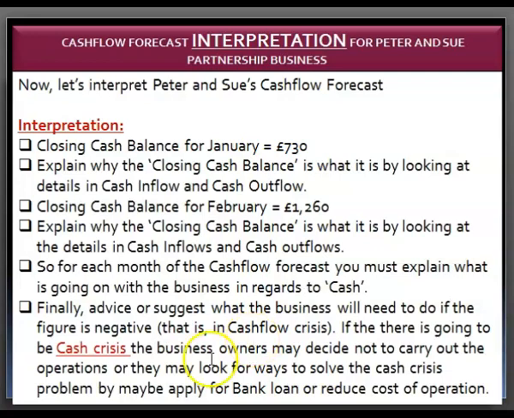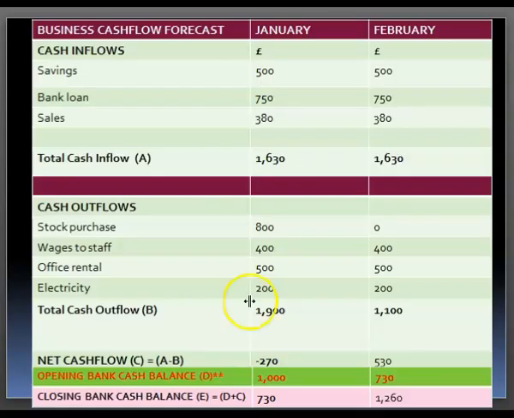And finally, you may have to advise or suggest what the business will do if the figure is negative. That is, if they are in cash flow crisis. If there is going to be a cash crisis, the business owners may decide not to carry out the operations, or they may look for ways to solve the cash crisis problem, maybe by applying for a bank loan or reducing cost of operation. So for instance, if they're making a loss, even though they have enough money here, then they will be struggling. So let's assume they don't have enough money here, and then they are struggling with cash flow.